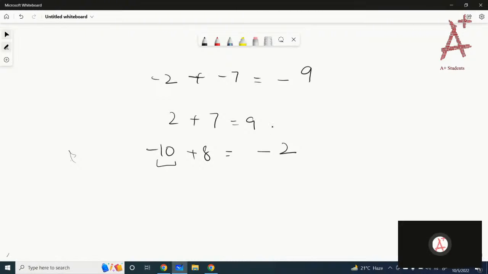Okay, the next one is 6 plus negative 3. So you are adding two numbers that have different sign. So that means you have to subtract them, and the greater number is 6, so the answer must be positive. 6 has a positive sign, so the answer must be positive. So 6 minus 3 is 3. Very good. It would be positive 3. So select the correct option and click on the OK button.